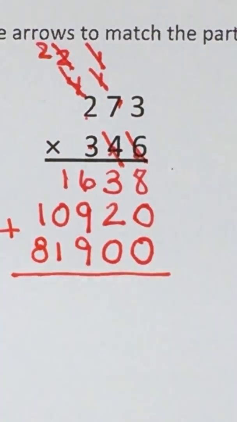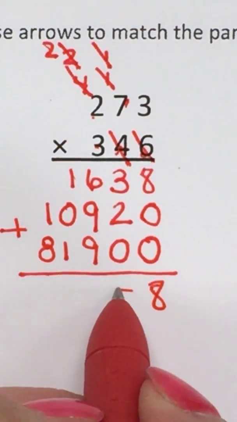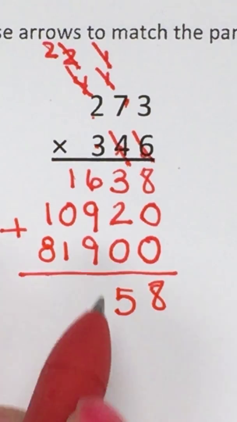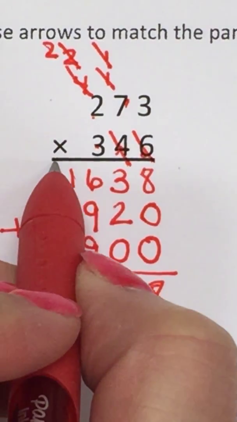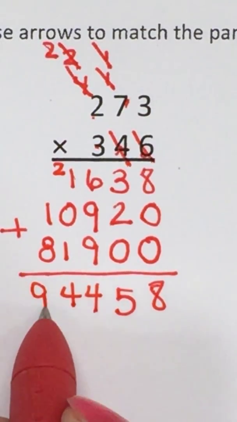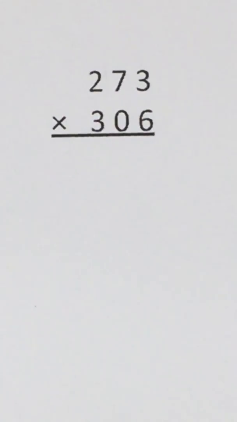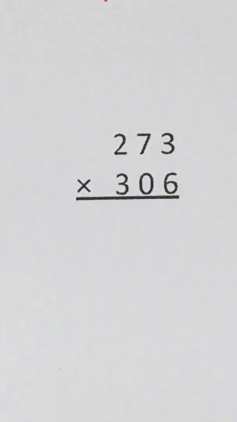Now I'm going to add all of these up. So I've got 8, 5, 24, 4, and 9. So this problem has a solution of 94,458. If I do the problem 273 times 306, this one has a step in the middle that's going to involve a lot of zeros.